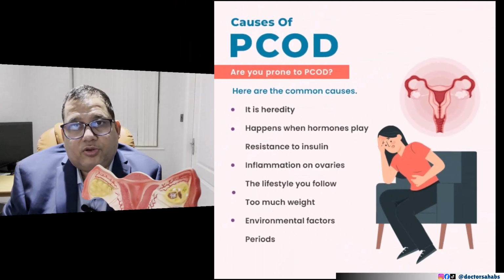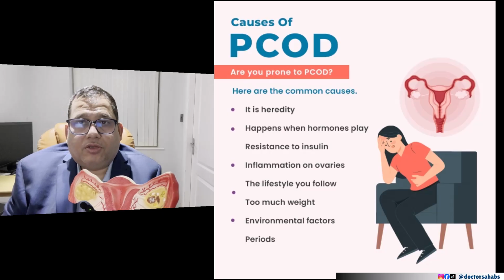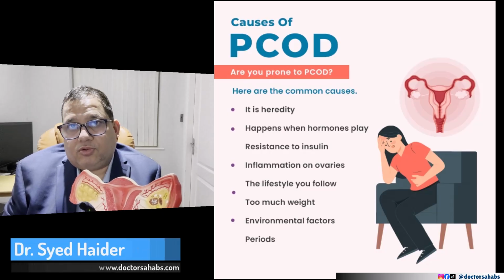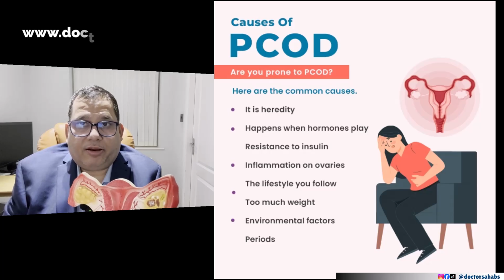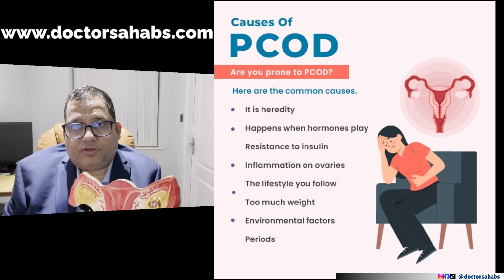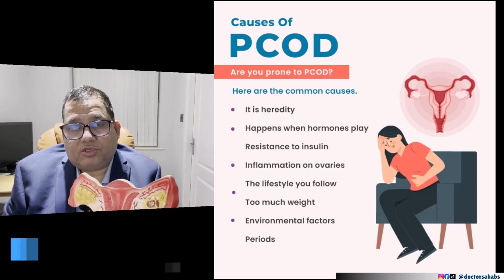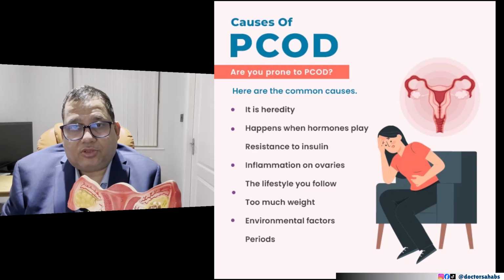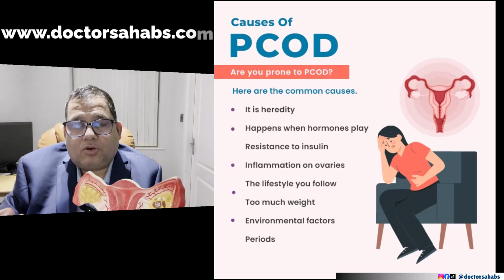The main action of insulin is to control the sugar level. It moves the glucose from your blood into your cells. This is the normal job of insulin. But in patients of polycystic ovarian syndrome, they develop insulin resistance, so that is why their sugar levels are quite higher as compared to the normal.